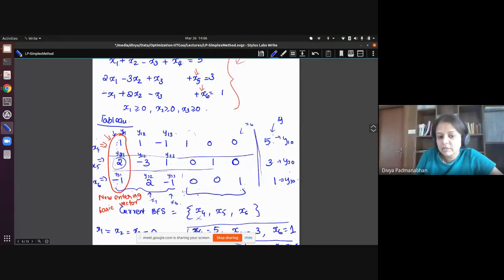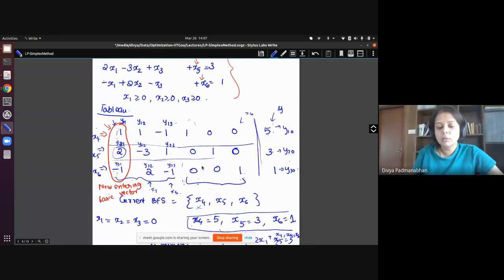Each of these rows also corresponds to a basic variable. Each column, of course, corresponds to a variable in the system, but the rows now correspond to a basic variable. So the first row corresponds to x4, the second row corresponds to x5, and the third row corresponds to x6, because you get the values of the basic variables by looking at each of these rows.